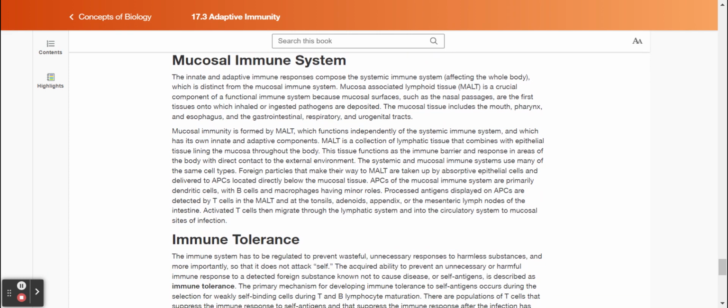Mucosal immune system. The innate and adaptive immune responses compose the systemic immune system, affecting the whole body, which is distinct from the mucosal immune system. Mucosa-associated lymphoid tissue, or MALT, is a crucial component of a functional immune system because mucosal surfaces, such as the nasal passages, are the first tissues onto which inhaled or ingested pathogens are deposited. The mucosal tissue includes the mouth, pharynx, and esophagus, and the gastrointestinal, respiratory, and urogenital tracts.